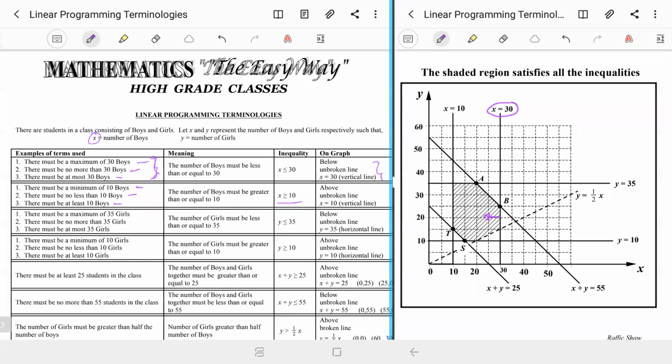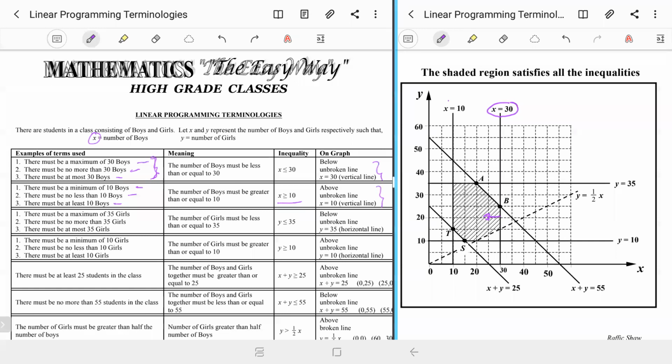And then in terms of the graph, what we put on the graph: above, because of the greater than sign. Unbroken, because the equal is there. And the line that we're drawing is the line associated, which is the x equals 10 line. So that's a vertical line, x equals 10, and we're going to the right of that line.